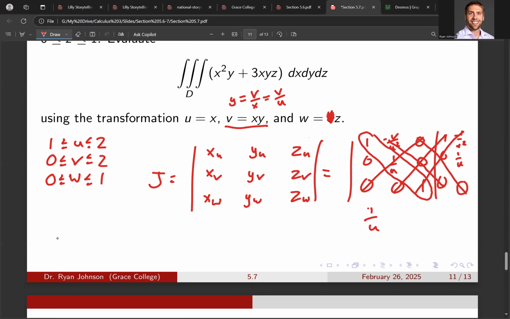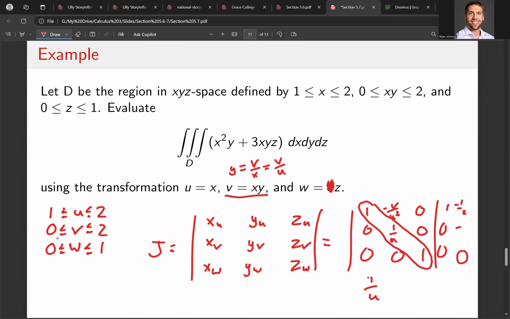So this is the only diagonal. The one circled is the only one with no zeros in it. So your Jacobian's 1 over u. That means when you substitute here, you're going to get an extra 1 over u.